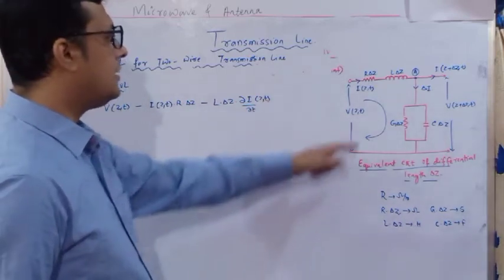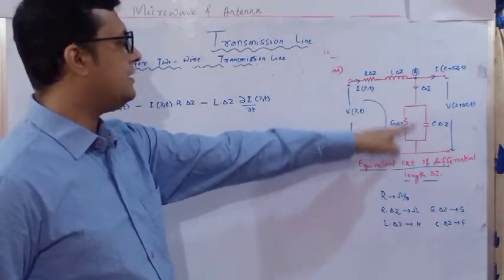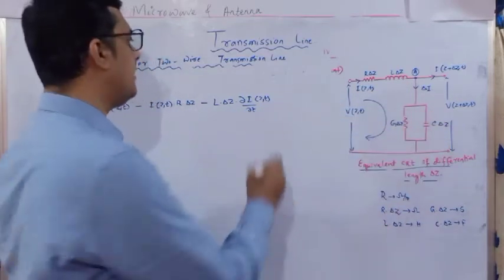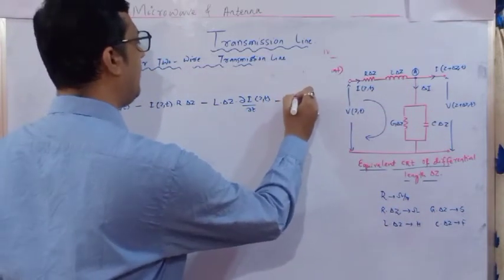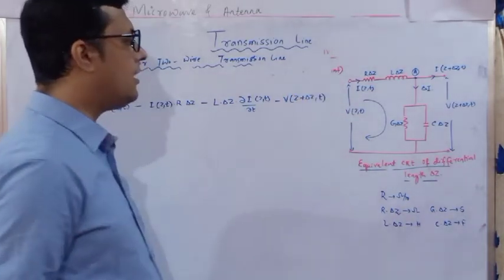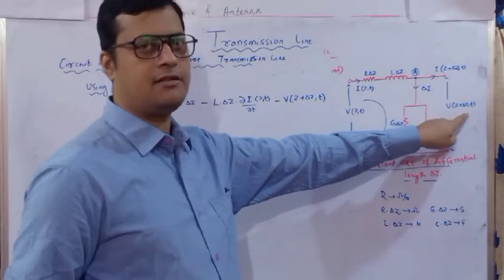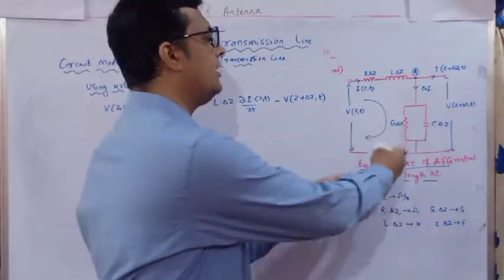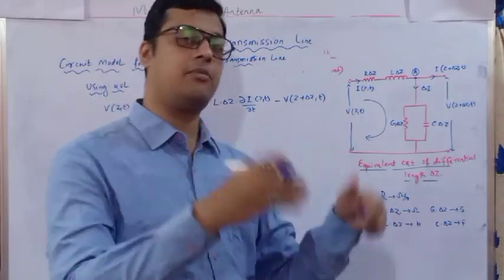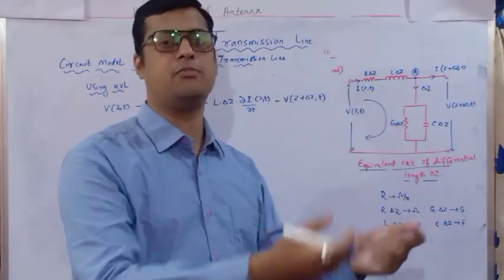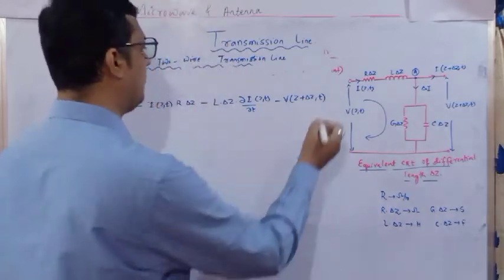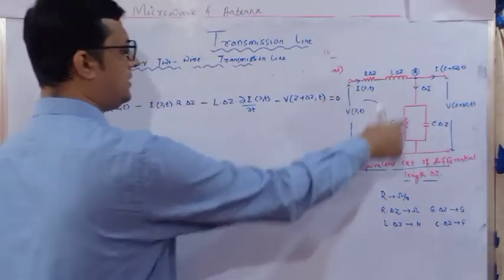Done. Then here, what is the potential across this parallel line? The potential drop across this is minus V of Z plus del Z comma T. Now why have I considered Z plus del Z? Because of the incremental length. After del Z, what will be the potential? As I have told, if the distance changes, the potential drop is also going to change. So this is my change, which equals 0. So this is the complete loop.